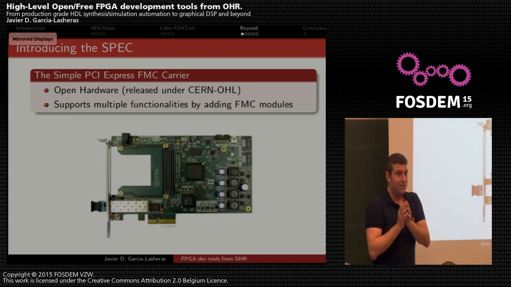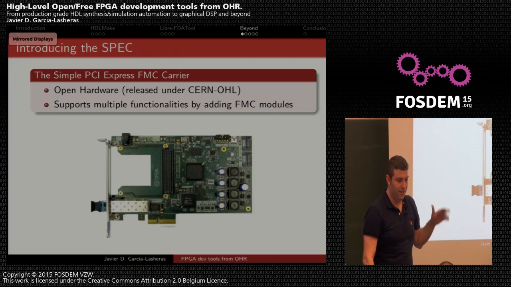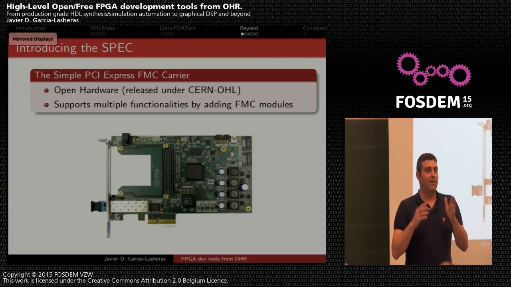This is the Simple PCI Express Carrier, an FPGA mezzanine carrier, and this is a development by CERN. It's fully open hardware, and it is released under the CERN Open Hardware License. And it supports multiple functionalities by adding different FMC modules.